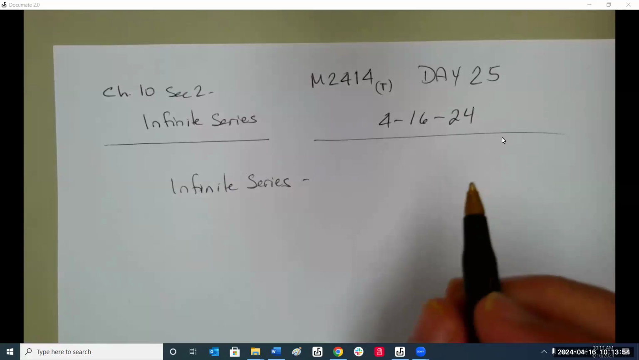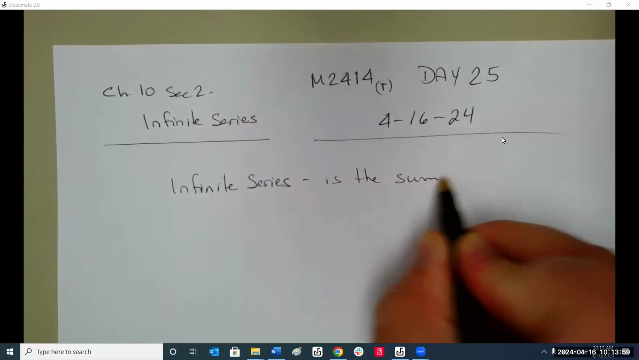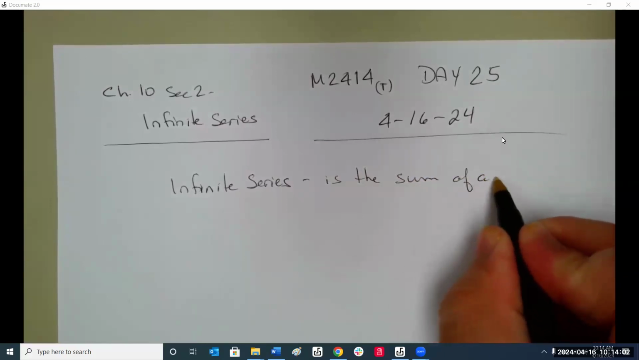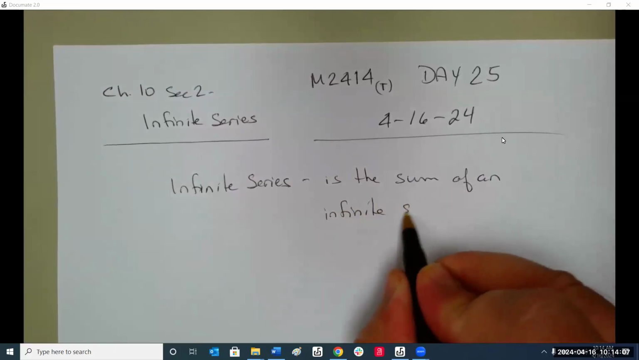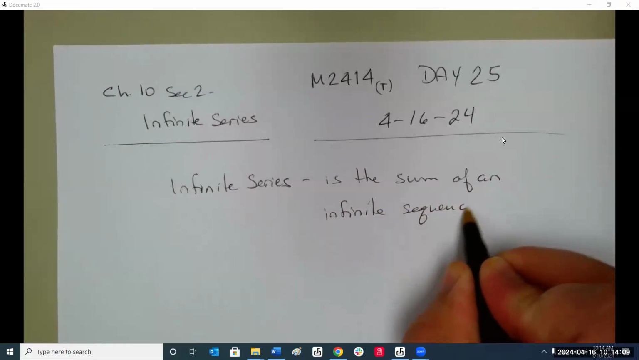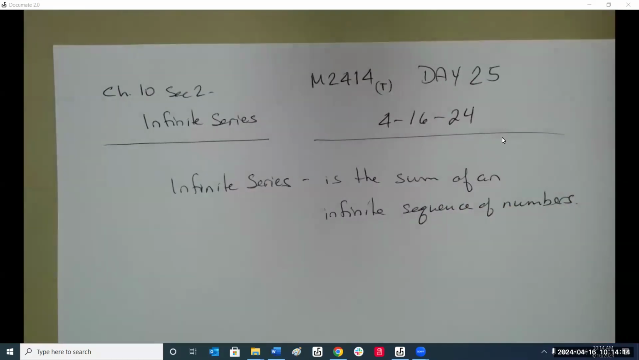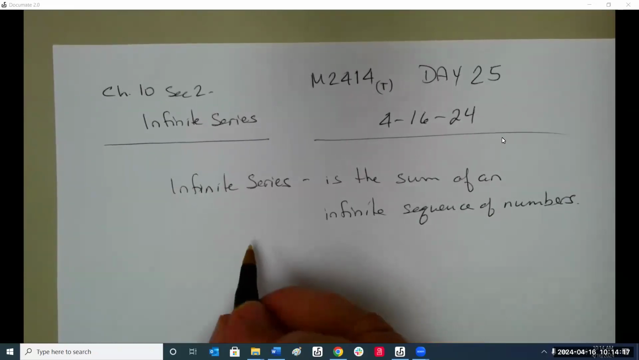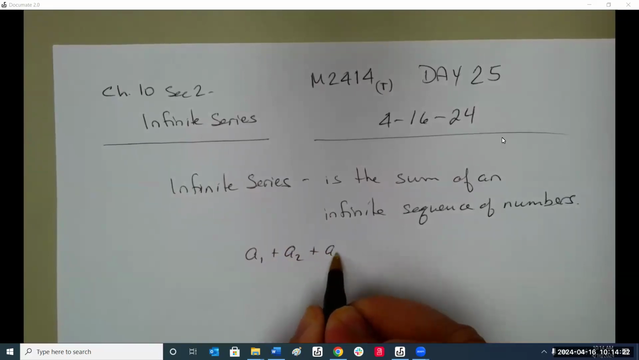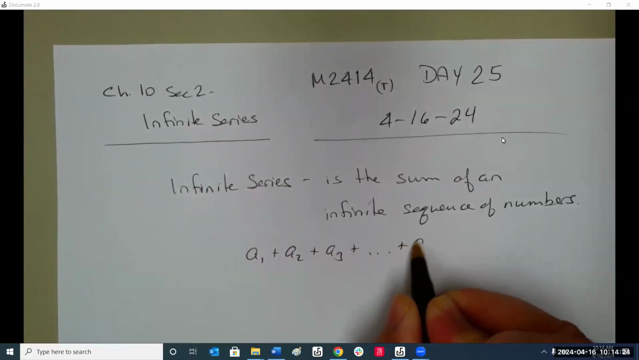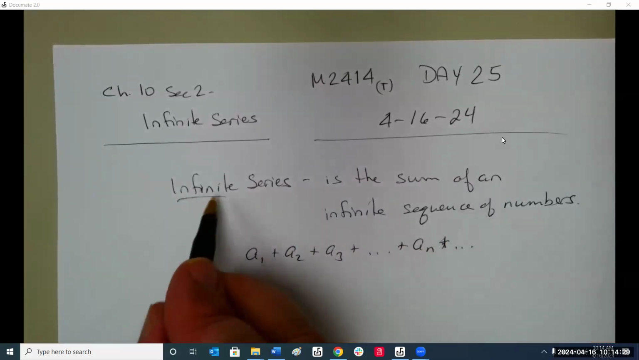What is an infinite series? An infinite series is the sum of an infinite sequence of numbers. So let's say the sequence of numbers is a1 plus a2 plus a3 dot dot dot a sub n dot dot dot, and it keeps on going forever because it's an infinite series. It doesn't stop.